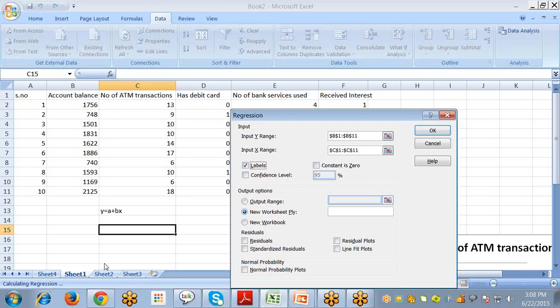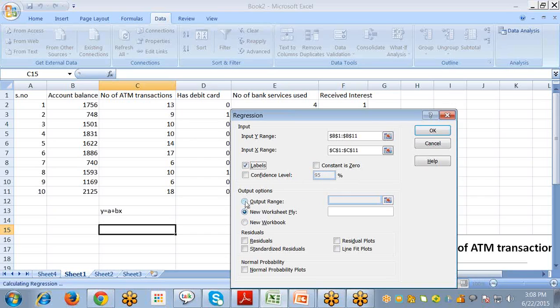Constant is Zero is where we have two constants, a and b. If I want a and b to be 0, then I would check this, but I want to calculate the regression values for a and b, so I am not checking this box. And the confidence level is represented here as 95%. That means you are calculating regression with a confidence level of 95%.